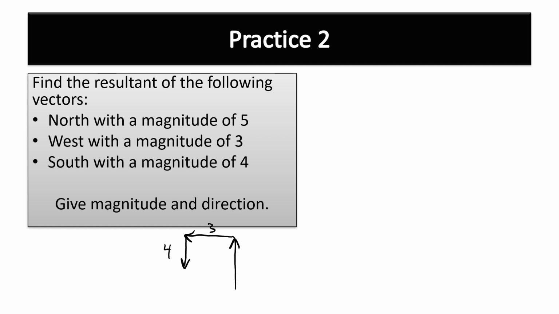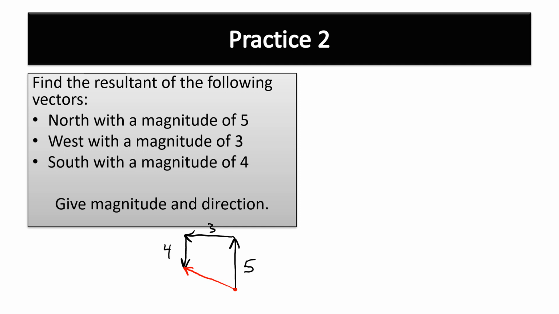Get this out of the way. How would you find the resultant? The resultant is from start to finish, so we could do that same process, but I don't see a right triangle anymore. What would you do? Pause the video and think about it.